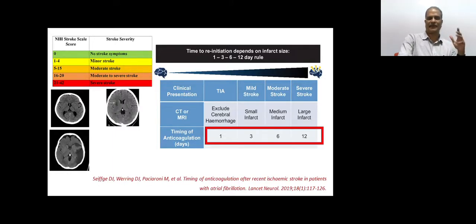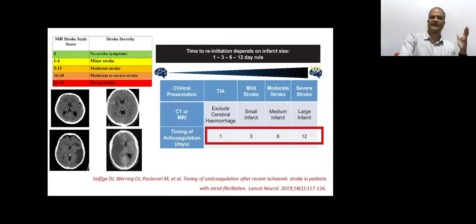Moderate stroke like this, you can wait for 4 days to 6 days. You repeat the imaging, make sure there is no hemorrhagic conversion and then start. Large infarct, like a large MCA infarct, definitely you have to wait at least 10 to 12 days. Repeat scan. So for the last two, definitely you need to repeat the scan and only then start, making sure there is no hemorrhagic conversion. So this is how you can plan your anticoagulant following the stroke.